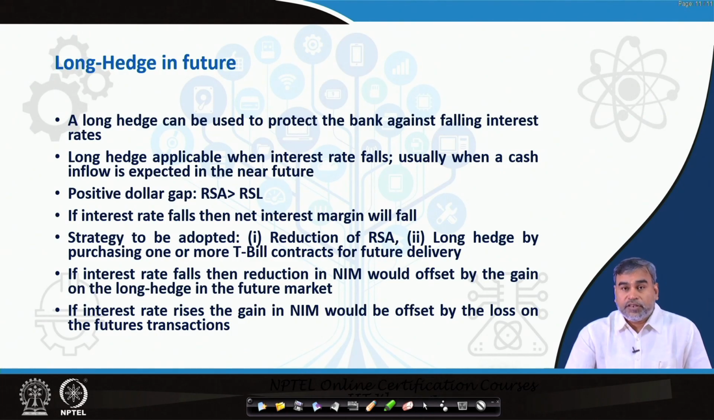Other condition, for example, the interest rate rises. Obviously they will gain because rate sensitive assets are more in the spot market. Because of more rate sensitive assets, there is a gain in NIM, but that can be offset by a loss on the futures transactions, because they have taken a buying position in the futures market. So, if there is an interest rate rise, then they will lose in the futures market, but they gain in the spot market.